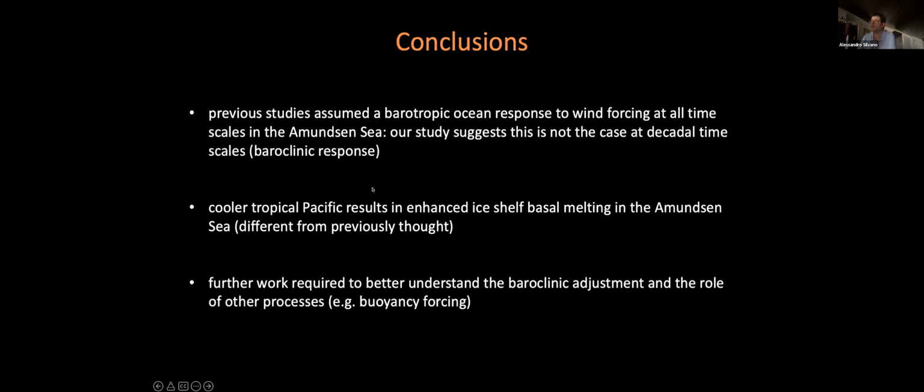To conclude, previous studies suggested a purely barotropic ocean response to wind variability. Our study suggests this might not be the case at decadal timescales. Our study also suggests that cooler tropical Pacific conditions result in more ice shelf melting in the Amundsen Sea. This is again not previously thought, but of course this is a single model run, and therefore more work is required to confirm it. More work is also needed to understand the role of other processes such as buoyancy forcing and the detailed mechanisms of the baroclinic adjustment.